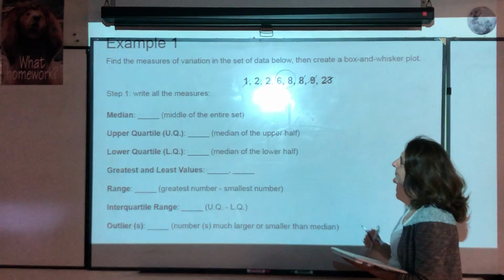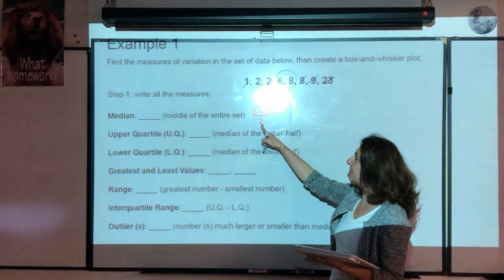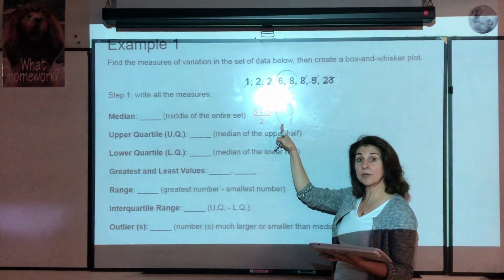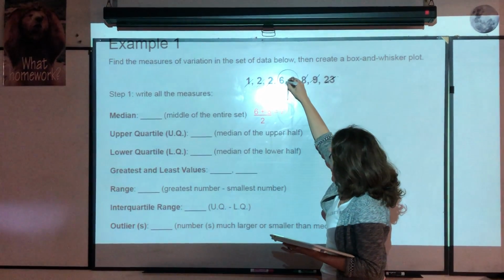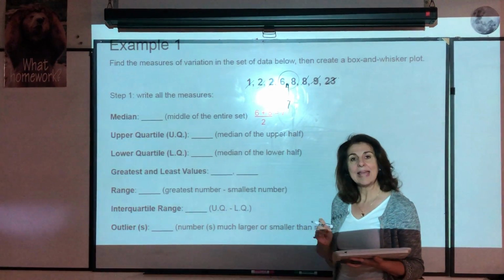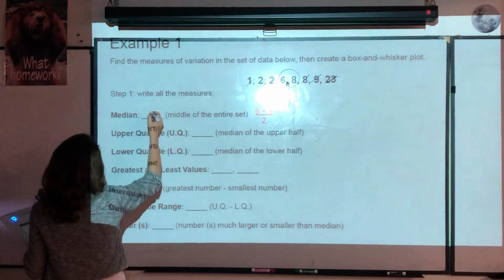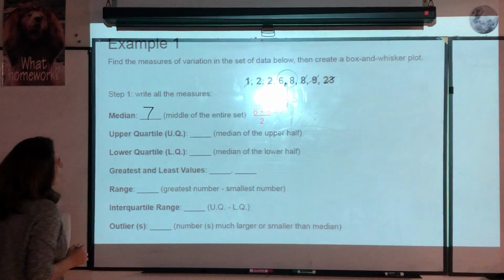This way here. I do 6 plus 8 divided by 2, which gives me the number 7. So 7 is the number that is right here, and that represents the middle of my information. So my median here is 7.